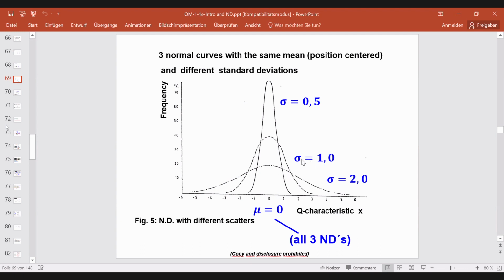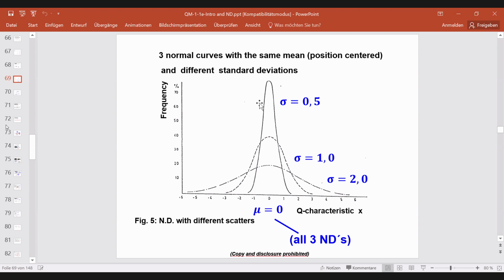Then here, the next curve, the sigma is 1. And here, the sigma is 2. So the bigger sigma is, the wider the distribution is. And this means the precision of the production is not so good because you have a lot of bigger parts and smaller parts related to the mean value.